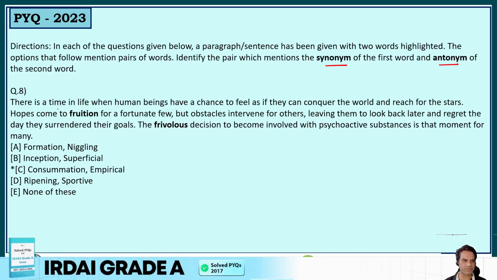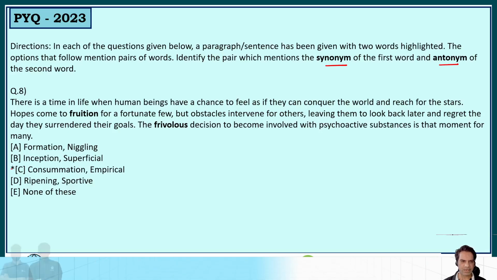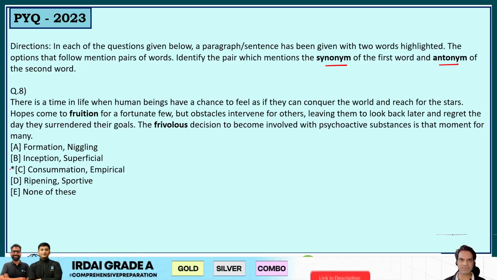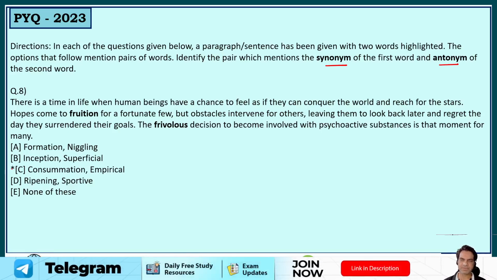So synonym of fruition: formation, inception, consummation, and ripening. No, guys, consummation. And opposite of frivolous is empirical. Frivolous is when something is not proved, but empirical is something which is proved historically. So option C is your correct answer.